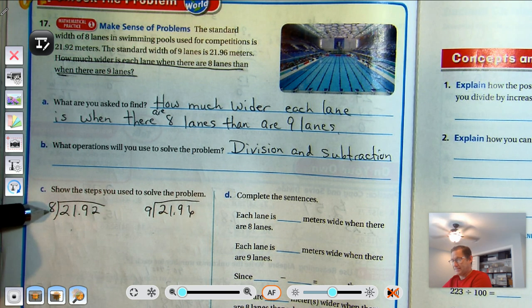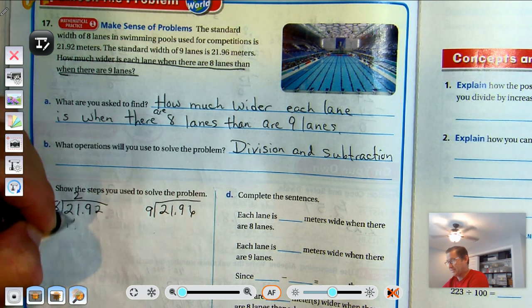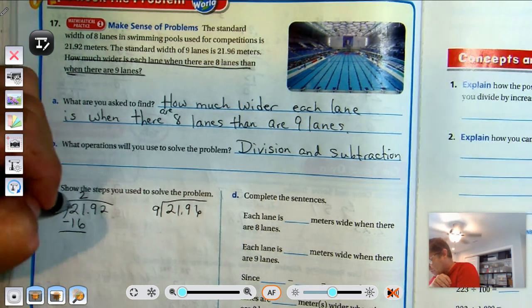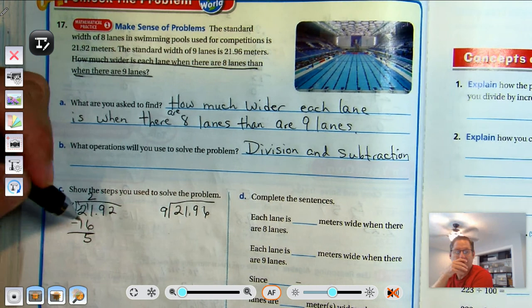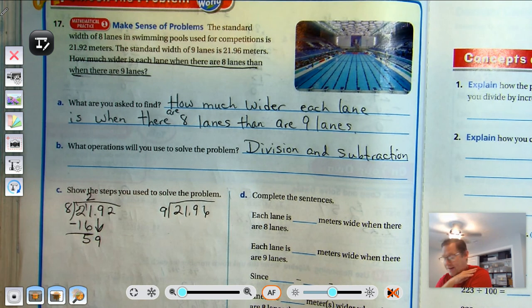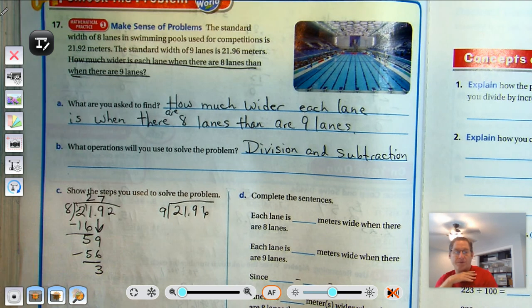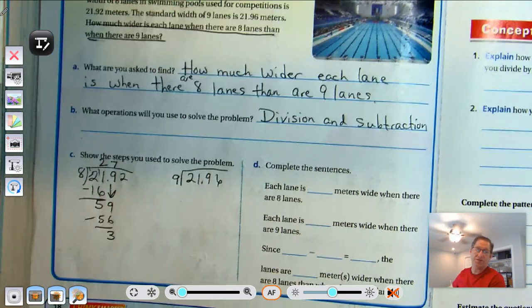So how many 21s can I put into 8 groups? I can probably put 2 1s in each group. 8 times 2 is 16. Subtract, we get 5. All right, so let's bring down the 9 tenths. 59 divided by 8. Well, I know 8 times 7 is 56. So let's subtract, we get 3. That can't be shared with the 8 groups.